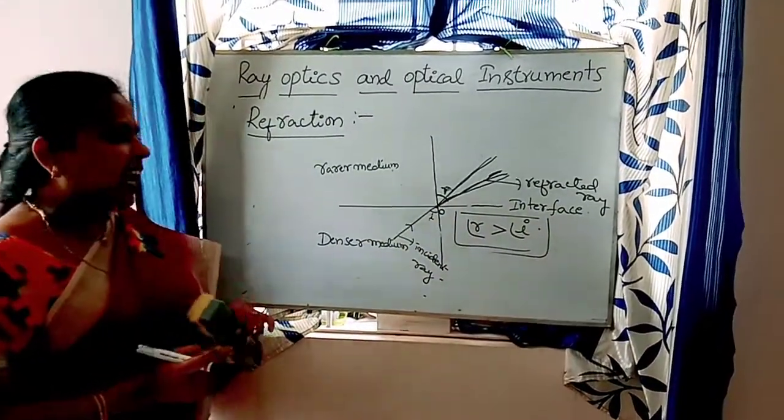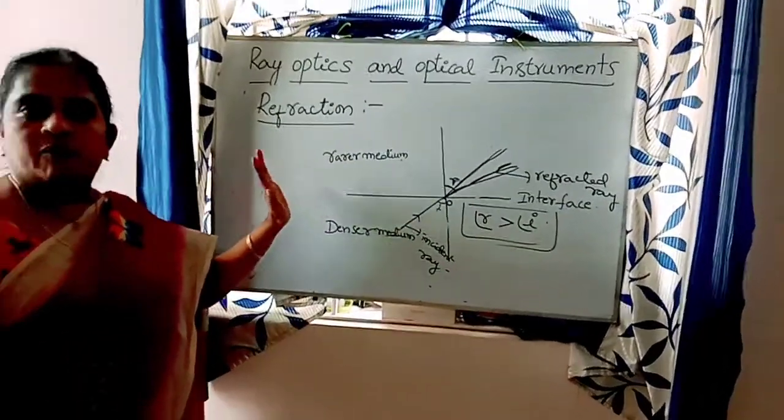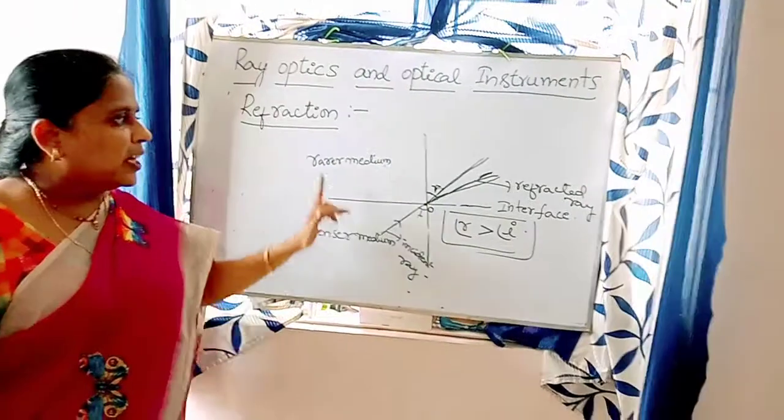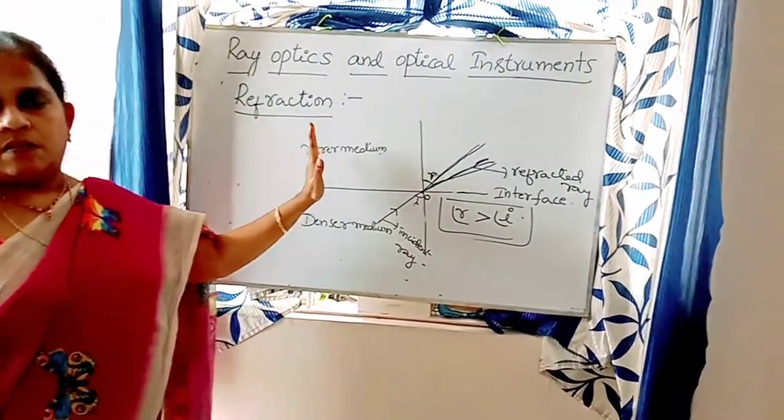Angle R is greater than angle I. So bending of light which passes from denser medium to rarer medium is called refraction.